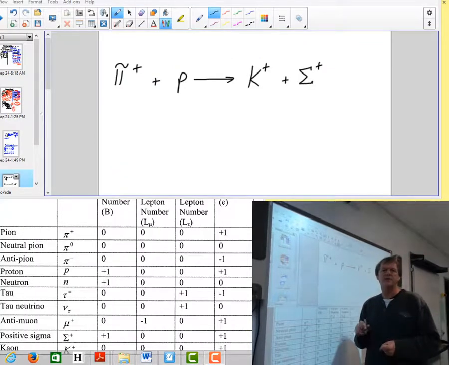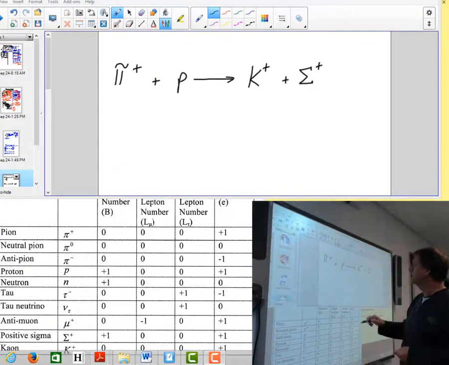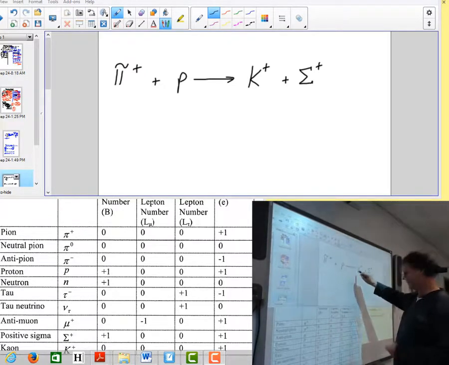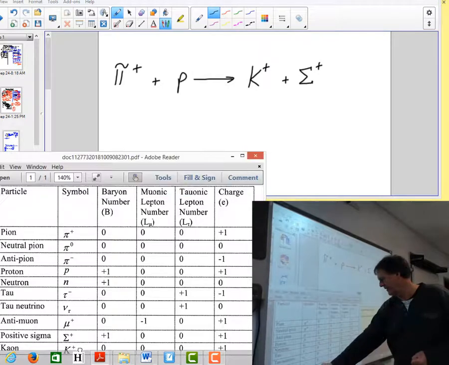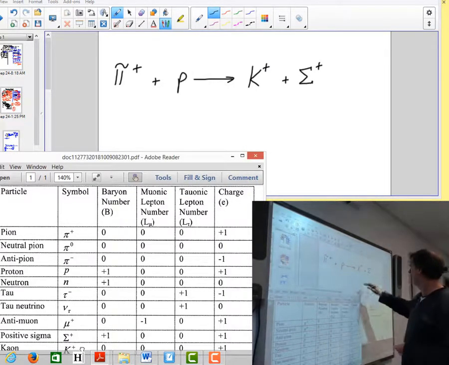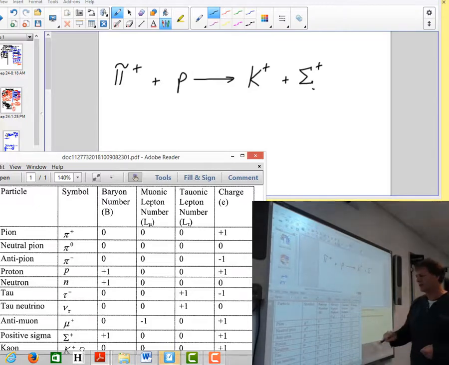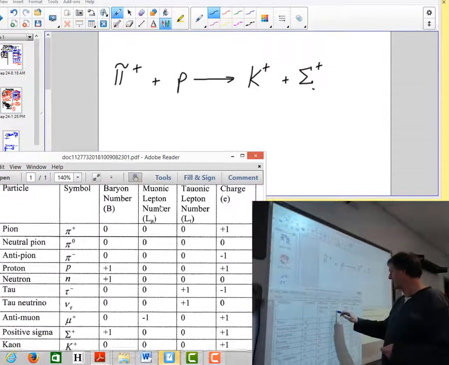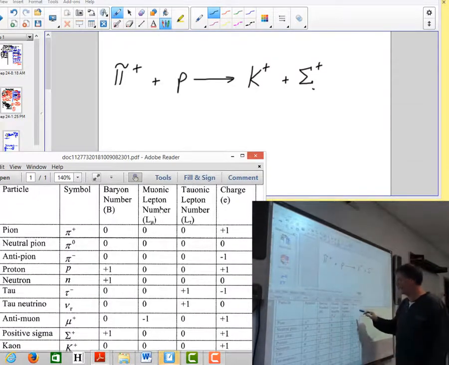So I've got a couple of equations to try here as well, looking at conservation. So we've got a pion plus particle here, we've got a proton, and if you look down here, we've got a kaon plus one, which is labelled just down here. You've also got a sigma plus, or positive sigma if you like. So you'll often get a table with these that sort of says what the symbol is, the baryon number, the muonic lepton number here, tauonic lepton number, and the charge.